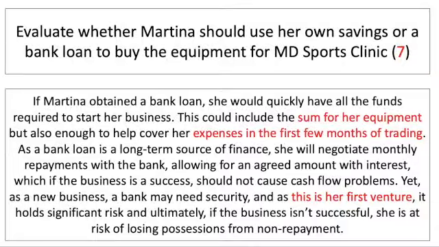As a bank loan is a long-term source of finance, she will negotiate monthly repayments with the bank, allowing for an agreed amount of interest, which, if the business is a success, should not cause cash flow problems, because obviously it's staggered payments. You're paying it over a period of time. That could be years. So yeah, as a new business, a bank may need security, and as this is her first venture, again in red, highlighting application, it holds significant risk, and ultimately, if the business isn't successful, she's at risk of losing possessions from non-repayment.